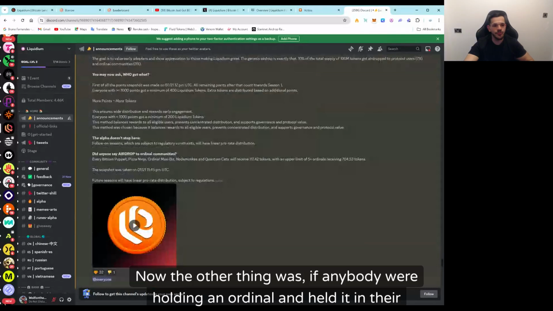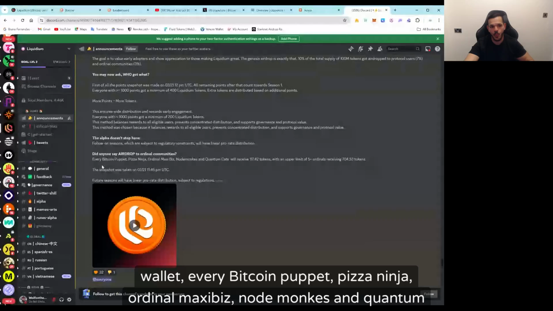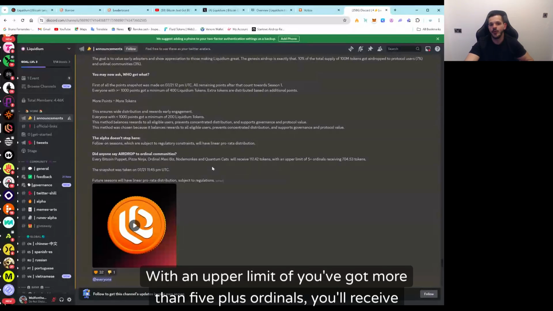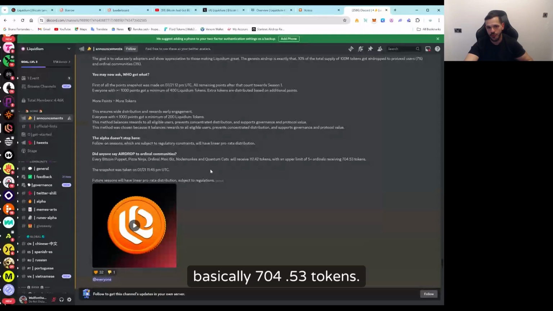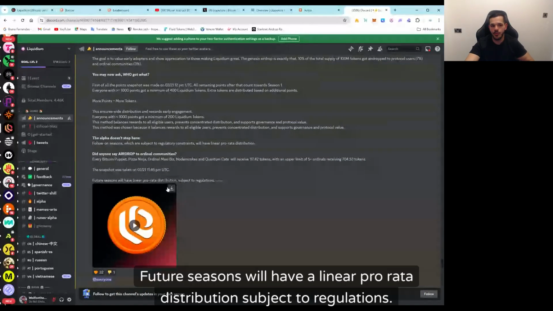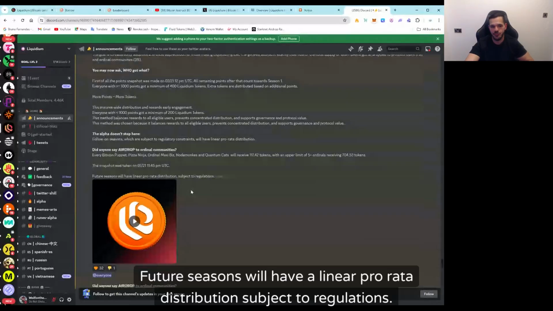Extra tokens were distributed on additional points, such as using it more over the long term. The other thing was, if anybody holds an ordinal and held it in their wallet, every Bitcoin Puppet, Pizza Ninja, Ordinal Maxi Biz, Node Monkeys, and Quantum Cats, they received 117.42 tokens for holding that. With an upper limit of, if you've got more than 5 ordinals, you receive 704.53 tokens. That snapshot for the ordinals was on the 21st of July at 11:45 UTC. Future seasons will have a linear pro rata distribution subject to regulation.